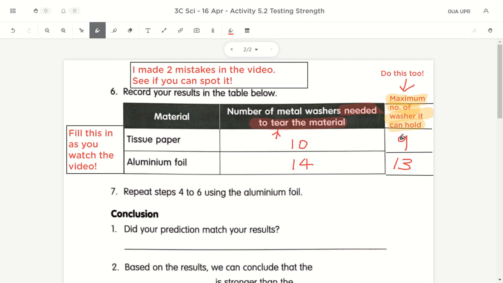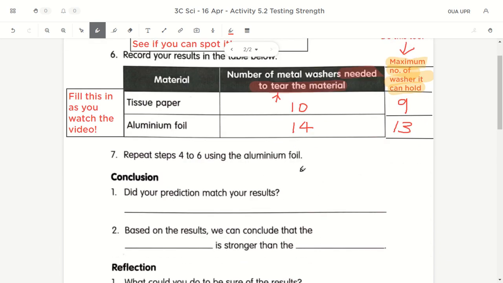Alright. So for tissue paper it is 9, still okay. But at the number 10, it tears. For aluminum foil it's 13. It's okay. But when it's 14, it starts tearing. Okay, so this is the result from yesterday. So does it confirm your prediction?